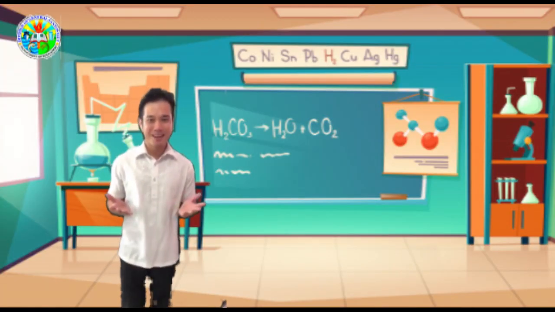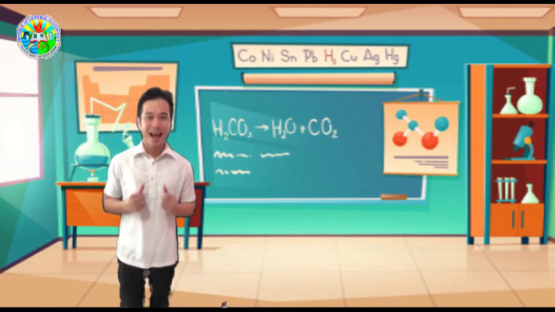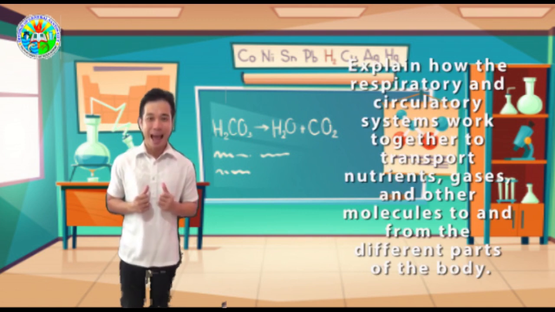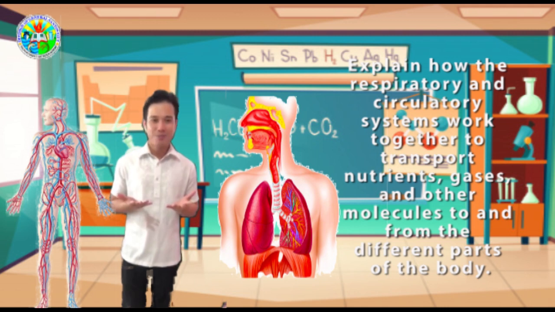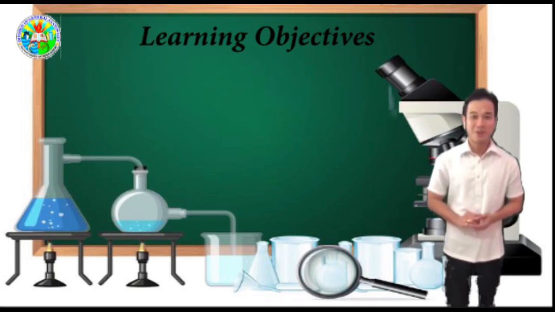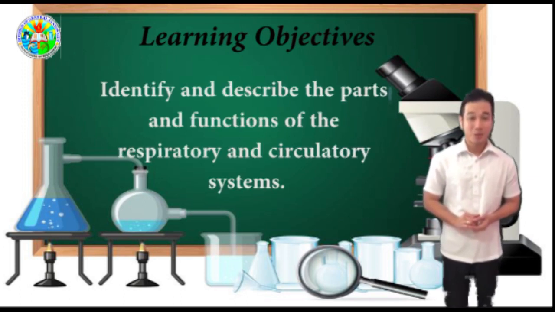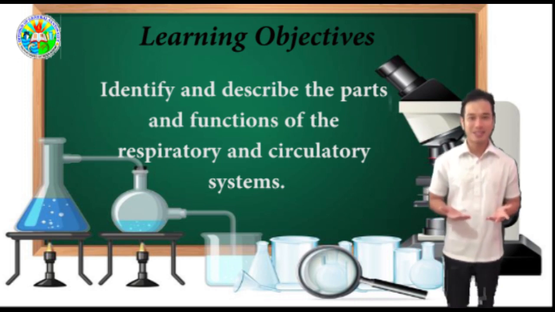Good morning, everybody. For this session, I am going to explain how the respiratory and the circulatory systems work together to transport nutrients, gases, and other molecules to and from the different parts of the body. Furthermore, these are our specific learning objectives. We shall identify and describe the functions and parts of the respiratory and circulatory systems.